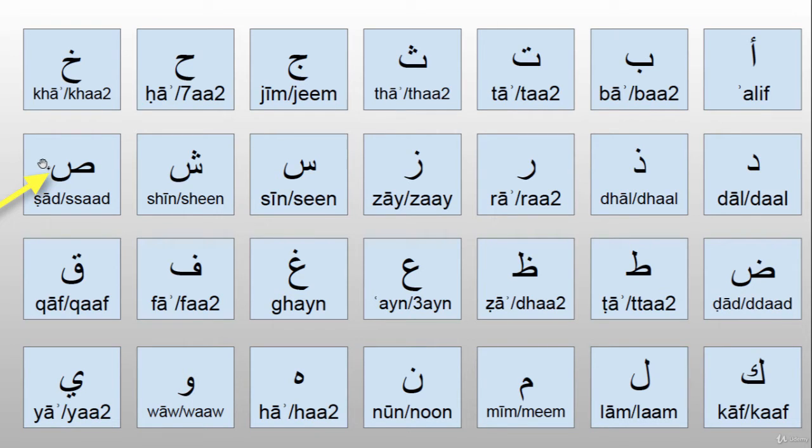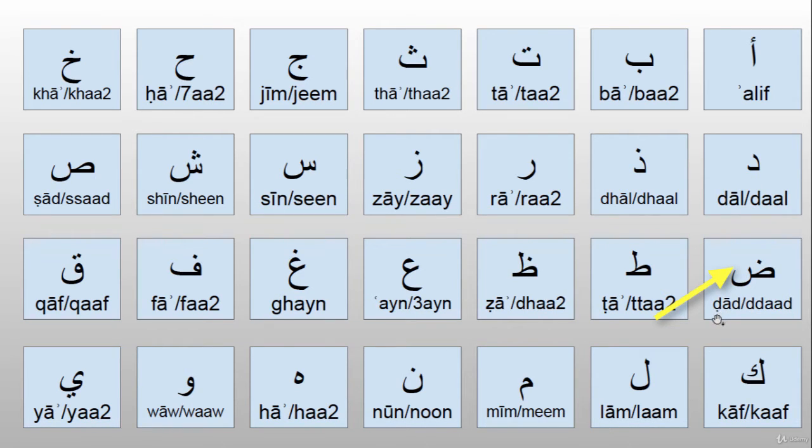So it's Sod. Some transcription systems would put a dot under the S or use other diacritics for this, but in our transcription system we add another S, so it's Sod, Sod. And then we have the letter Dod, Dod, which is also an emphatic form of Del, Del.